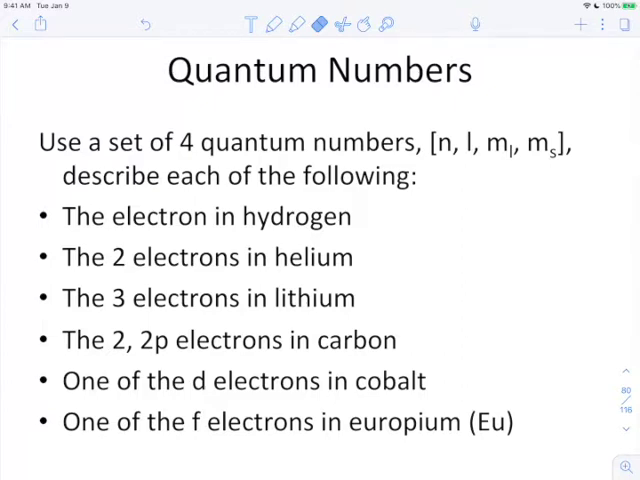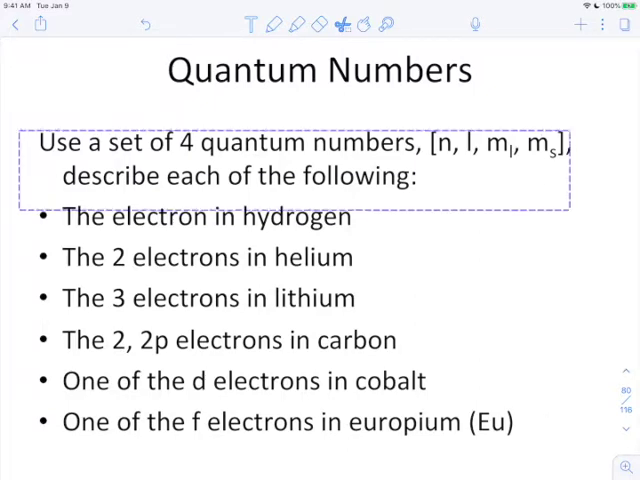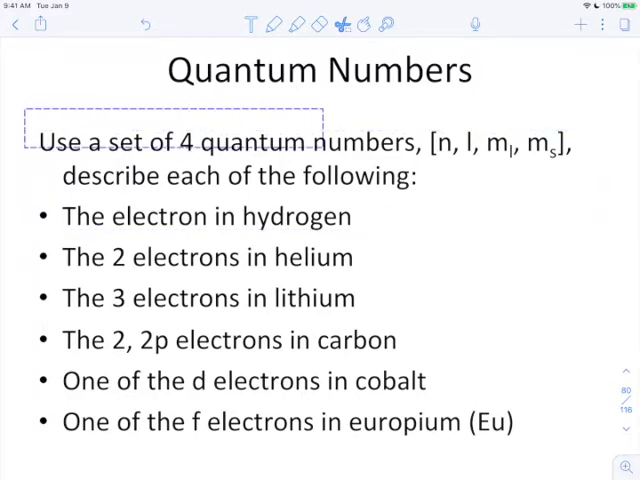Okay, so let's go ahead and get started again. So any questions from what we did before break? All right, so next up, we are going to look at the quantum numbers for each of these elements given. And we're going to start off right at the top with the electron in hydrogen.